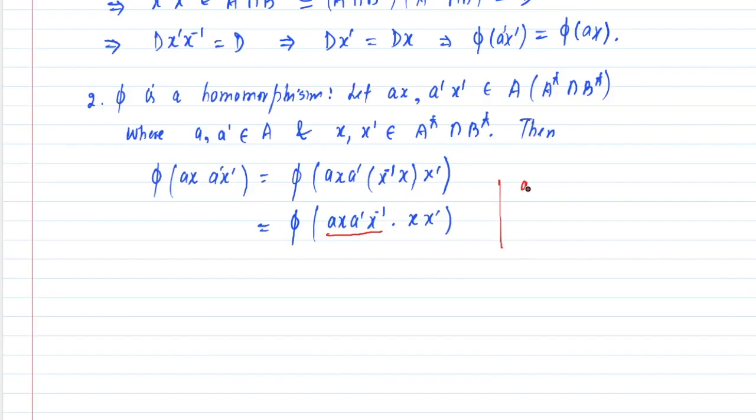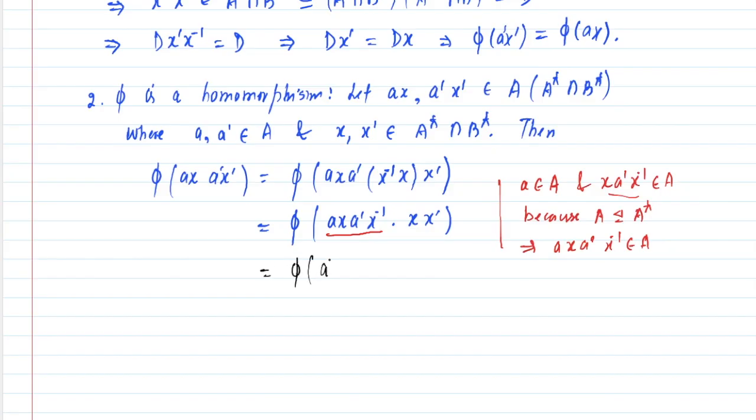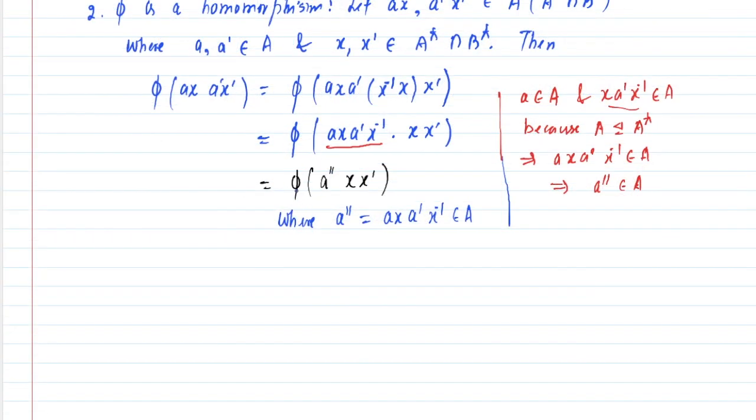Now for this, a belongs to A, and also x a dash x inverse belongs to A, because A is a normal subgroup of A star, and here x was an element of A star, a dash is an element of A, so this element belongs to A. So this implies a x a dash x inverse is an element of A. So this first expression is an element of A. So we can write this as pi of a double dash x x dash, where a double dash belongs to A. Now this a double dash is equal to a x a dash x inverse, which is an element of A. Now let's recall the definition of pi of a dash x.